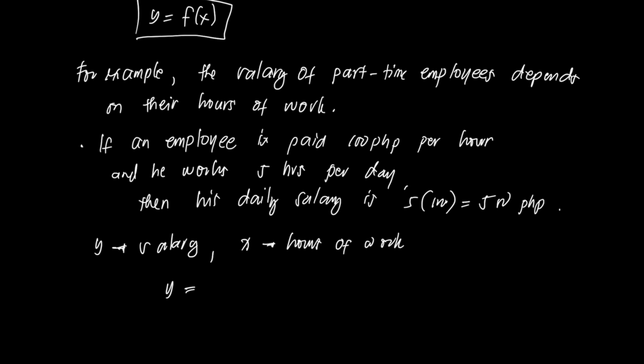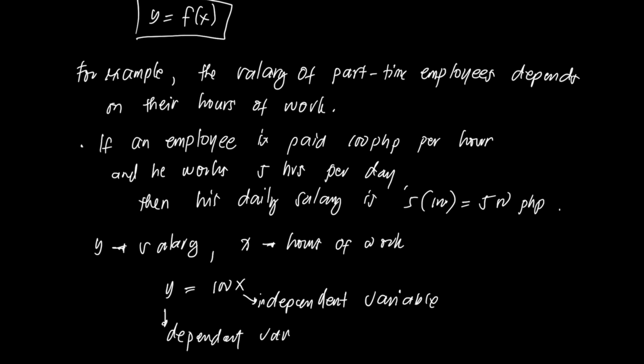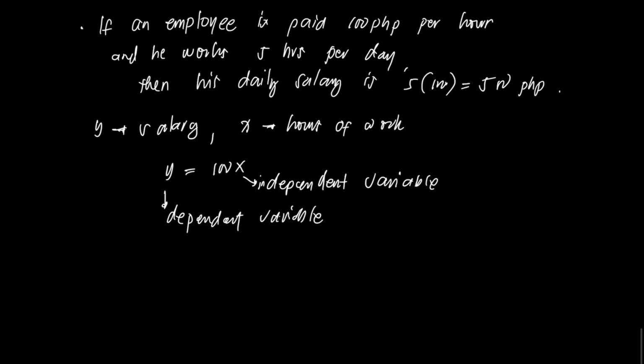So therefore, Y can be written as 100x, where X is the independent variable, and Y is the dependent variable, because the salary only depends on the hours of work of a particular employee. So this one here can also be written as f of x, which is 100x. This is the salary, and this one here is the hours of work.